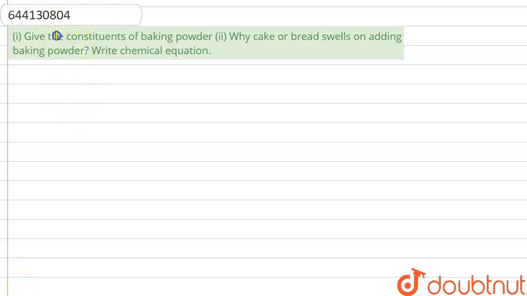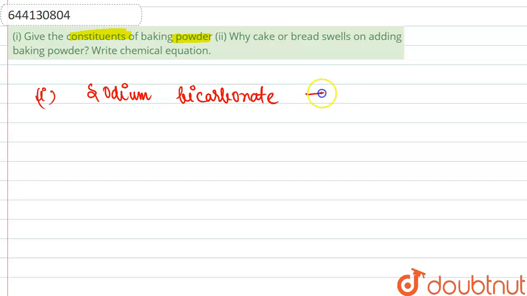Hello everyone, this is a question. Let me explain it to you. Give the constituents of baking powder. Baking powder contains sodium hydrogen carbonate, or we can say sodium bicarbonate, reacting with tartaric acid to avoid the bitterness in food due to formation of sodium carbonate.